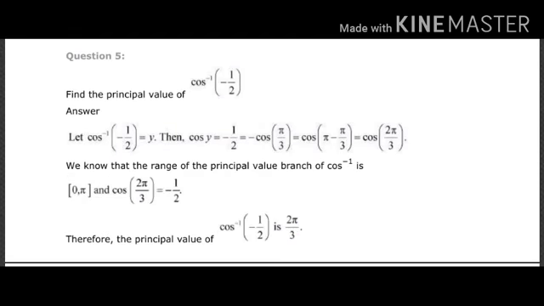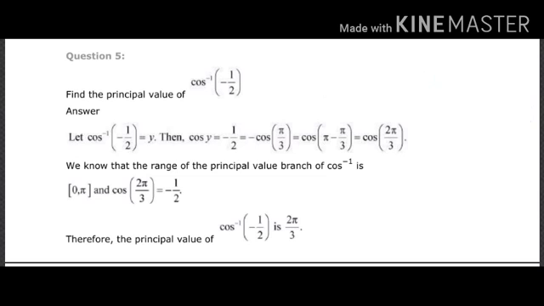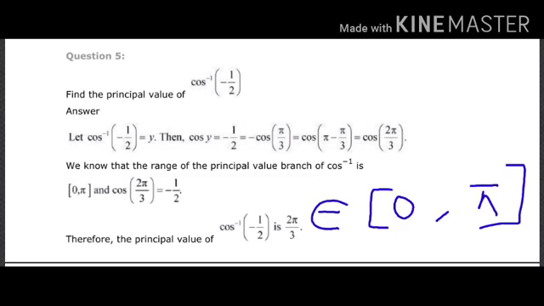Now question number 5, find the principal value of cos inverse minus 1 by 2. We know, in the same way, cos inverse minus 1 by 2 equals y, then cos y is equal to minus 1 by 2. Minus cos theta is equal to cos pi minus theta. From the above formula we can write cos pi minus pi by 3, then cos 2 pi by 3 after solving pi minus pi by 3. We know the range of principal value branch of cos inverse is 0 to pi, and cos 2 pi by 3 equals minus 1 by 2. Therefore the principal value of cos inverse minus 1 by 2 will be 2 pi by 3.